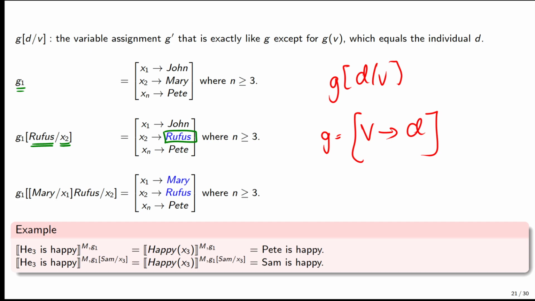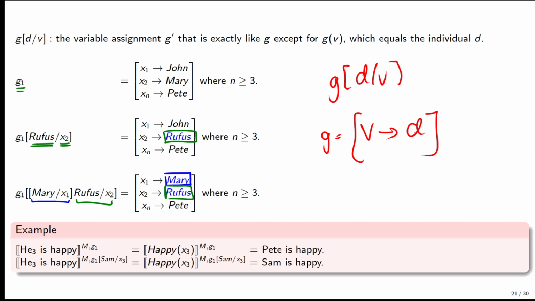I can make a further modification. I can say, okay, I'm going to have Mary go in that x1 slot. So that is what's happening in this first line. And then I do the thing outside of those brackets next. So then I replace whatever x2 was pointing to with Rufus.